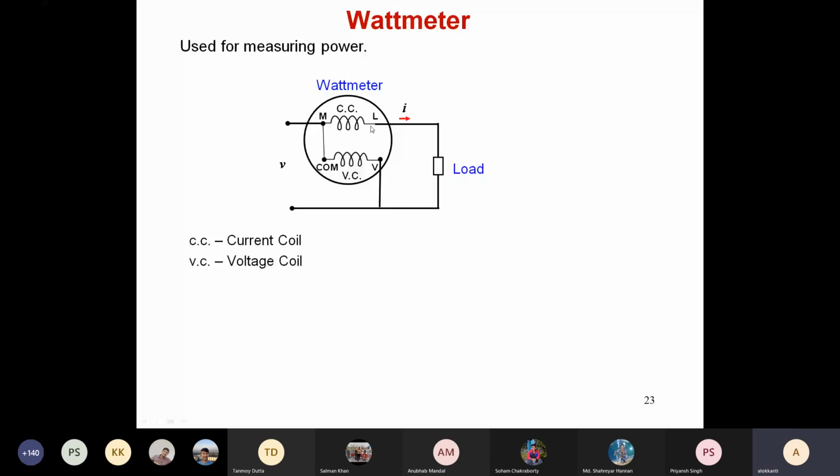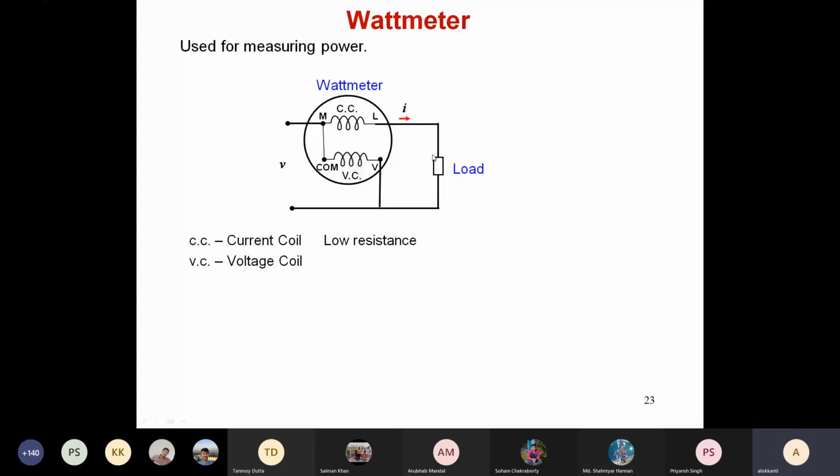The two ends of the current coil are called M and L, and this is the common terminal between the current coil and the voltage coil. So this is COM, and this is the V that is connected across the load. One coil carries the current that passes through the load, and the other one carries the voltage. Sir, what does COM mean? Common.